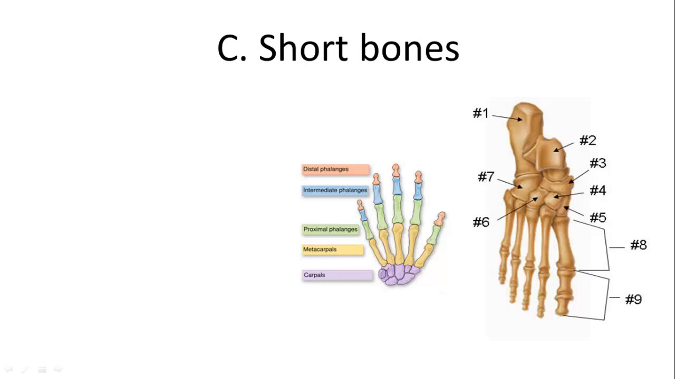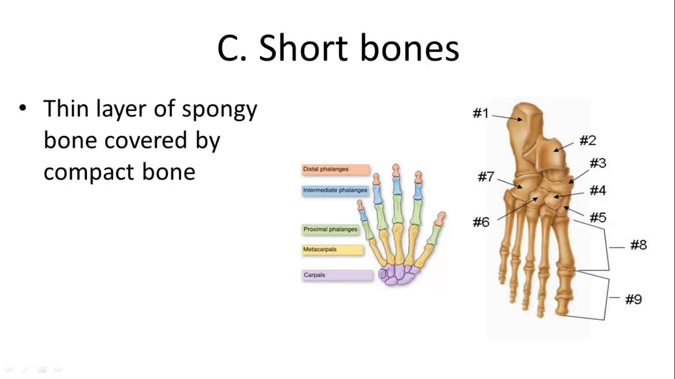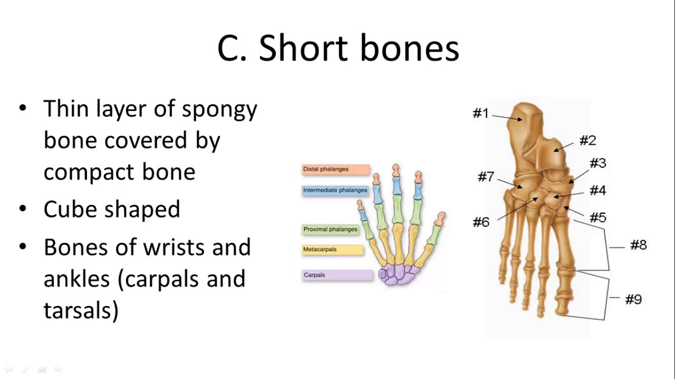Short bones have a thin layer of spongy bone as well, covered by compact bone. But they are more cube-shaped rather than flat or irregular shaped, and include the bones of the wrists and the ankles, the carpals and the tarsals.